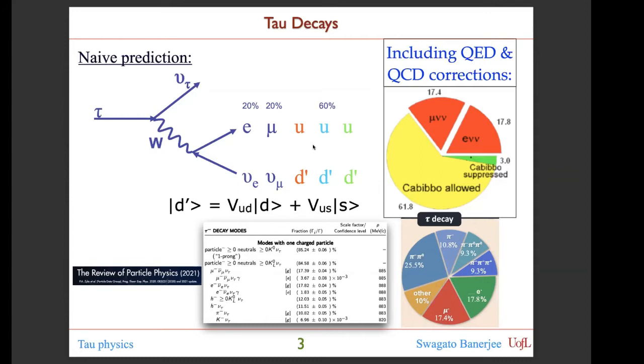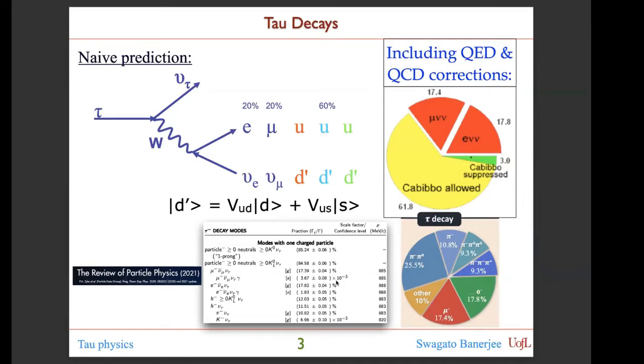And 60% should be the quarks. However, there are QCD and QED corrections, which change the 60% to 61%, and the leptonic parts to about 17%. After these corrections, we have these branching fractions for the different exclusive states, as shown in this diagram below, and excerpts from the branching fraction listing from the PDG.